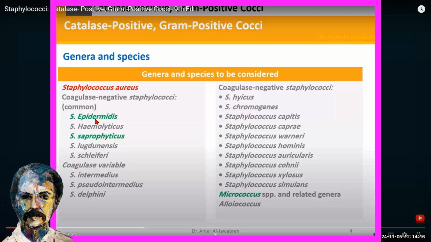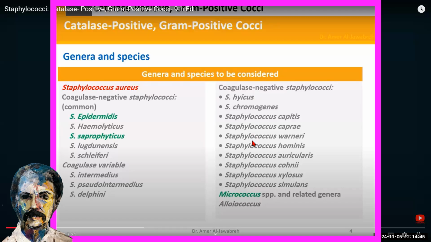Logodonensis, Schleiferi, and others. Of course, I am not going to ask you about all of these. The ones that you should have in mind all the time: Staphylococcus aureus, epidermidis, and saprophyticus. These are the ones you should know. The rest, it's good to know them and to look at them and read them. We have also coagulase negative staphylococci, but they are not very common.